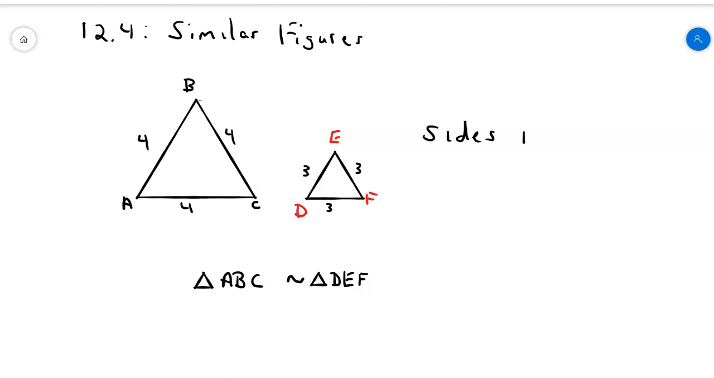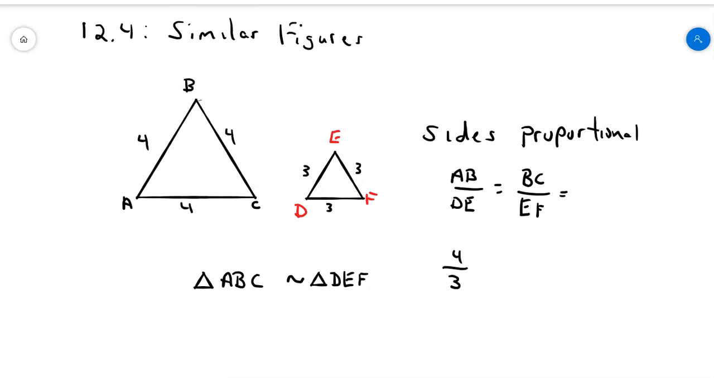So the sides are what we call proportional, meaning that if I take the ratio of side AB over DE, in this case, right, it's 4/3, and because I made boring triangles, they're all 4/3. That's the same as the ratio of BC to EF, and that's the same as the ratio of the bottom segments, which is AC over DF. So those three proportions are the same.